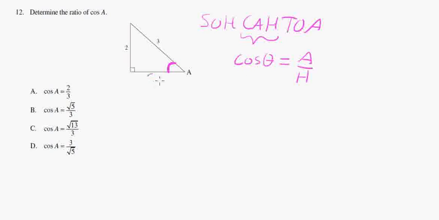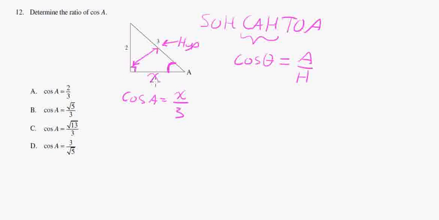This happens to be our adjacent side, which we don't know. We'll call it x. So we can write cosine of A is equal to adjacent side x divided by my hypotenuse, which is 3. Remember, the hypotenuse is always opposite of the 90-degree angle. So wherever this 90-degree angle is, directly across from it is going to be the hypotenuse. That's how we know the hypotenuse is 3.